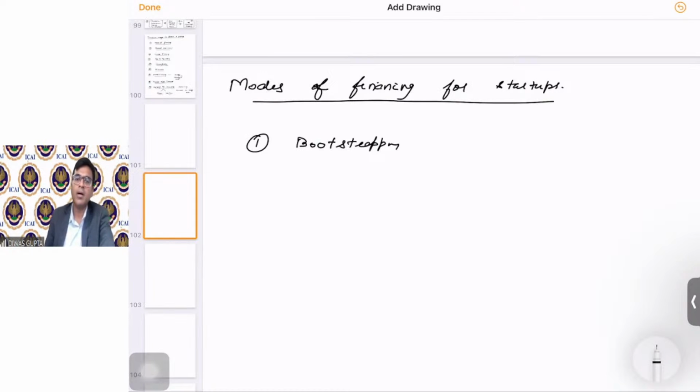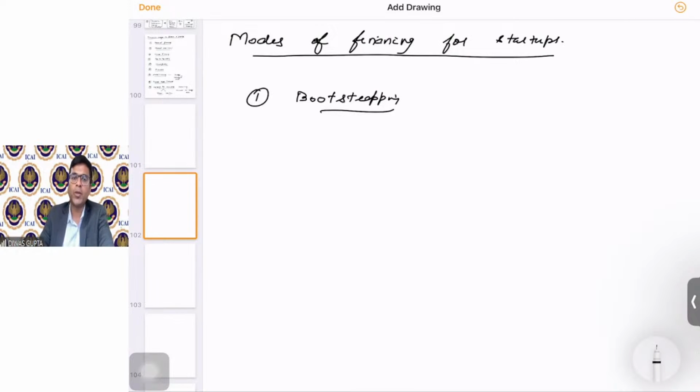I think this term, Ashish sir, in our previous session, I think he has also touched upon this, right? Now, what is bootstrapping? Bootstrapping is actually making use of the available resources to finance yourself, right? Bootstrap means that you are using your available resources. You're not going the extra mile to procure that finance.